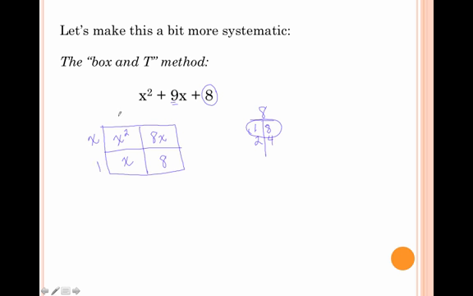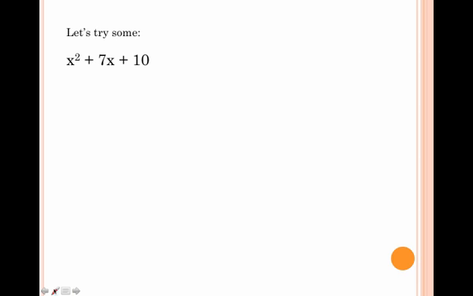This direction I've got a greatest common factor of x, and this direction I've got a greatest common factor of 8. So I can see here that my factors are going to be x plus 1 and x plus 8. And I could go back and multiply and check, and it will give me this quadratic x squared plus 9x plus 8. So let's try a few more together.